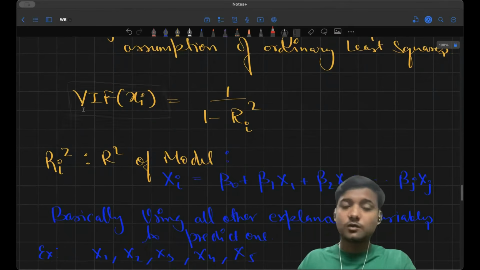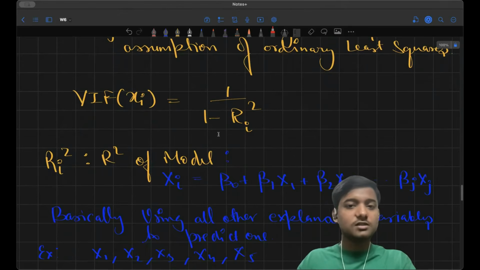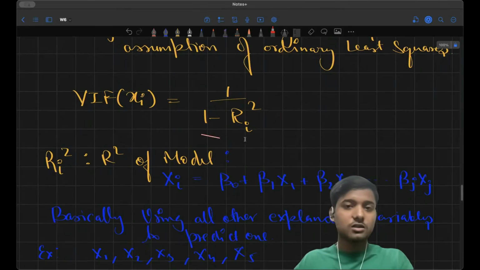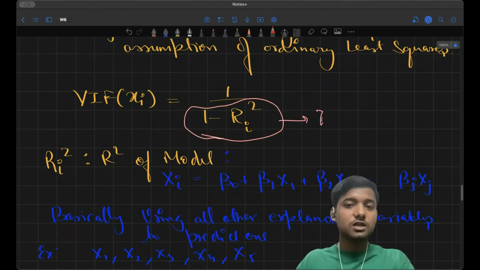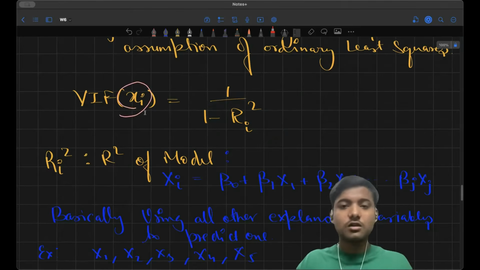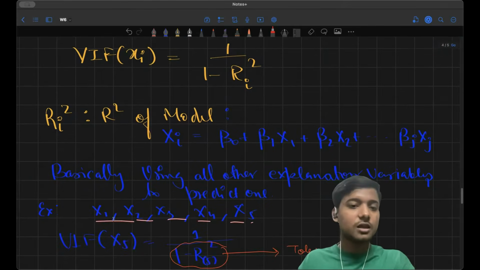So how do we calculate this variation inflation factor? Variation inflation factor is calculated using this formula, 1 upon 1 minus r square. This denominator which you are seeing here is also known as tolerance. So I'm talking about this denominator alone. This denominator, 1 minus r square, is known as tolerance. And what is this r square? Is this the r square of the original model, y equals beta 0 plus beta 1 x1 and so on? No. So if I'm calculating, let's say, variation inflation factor for x5, you can see this example. I have, let's say, 5 input variables, x1, x2, x3, x4, and x5, right?